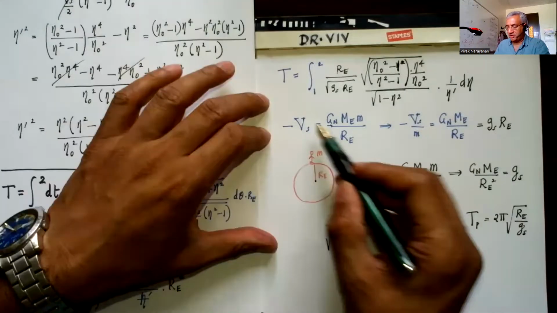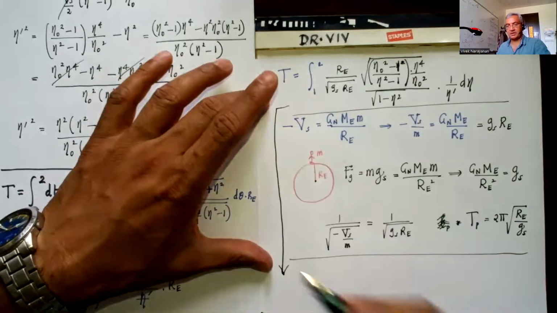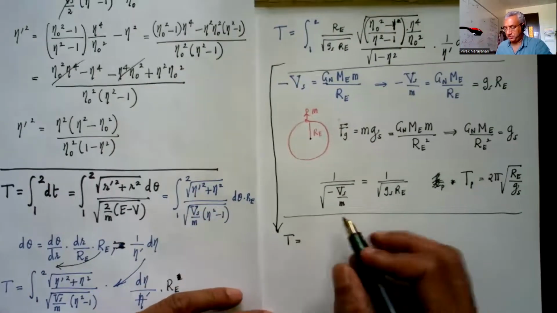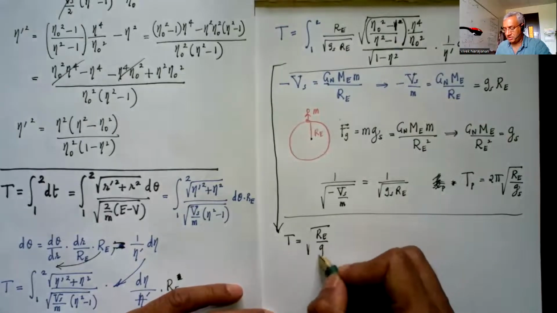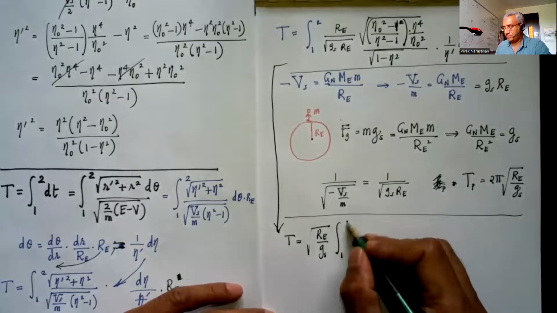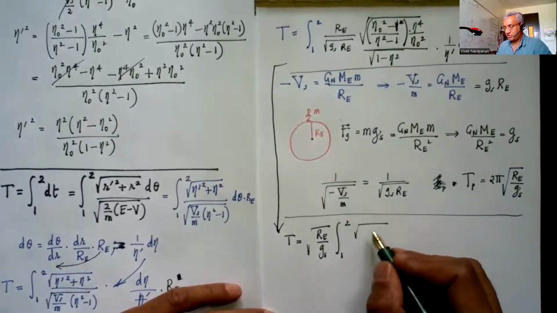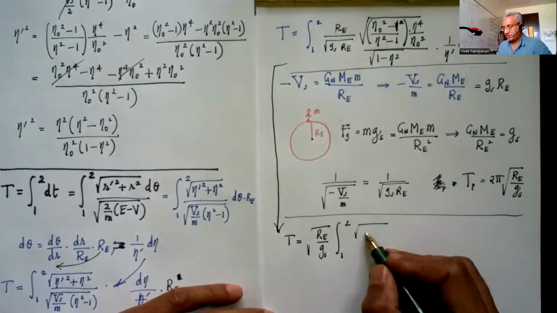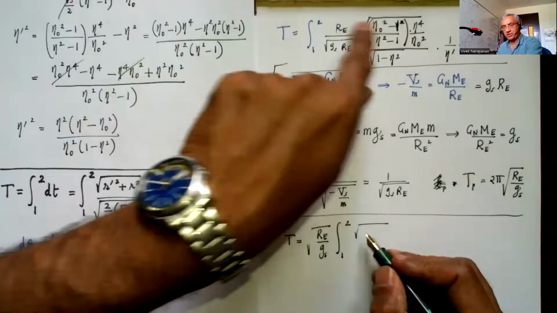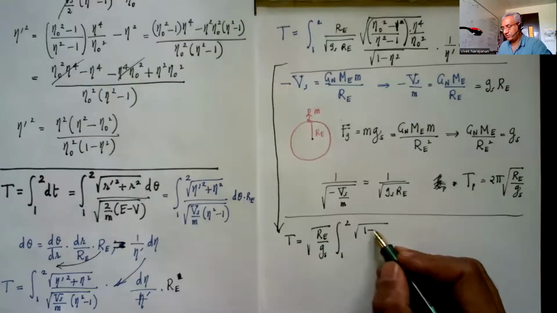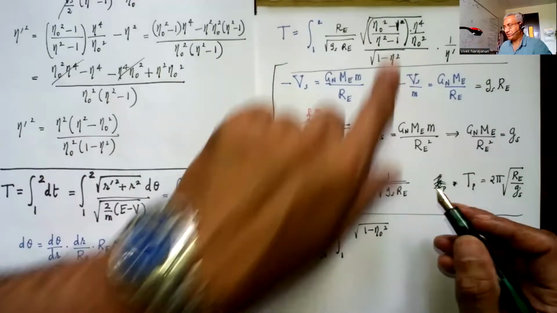So let me go down. The period t is one of the RE cancels out, so I get square root of RE over G sub S, integral 1 to 2. And then that's going to be the square root of eta naught squared minus 1. And here I'll interchange the order of eta naught squared and 1. So I'm going to get 1 minus eta naught squared, because I know eta naught is less than or equal to 1. So here also I'll interchange the order.